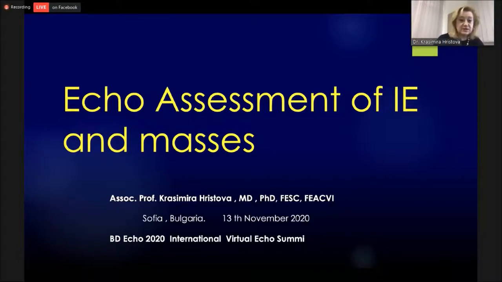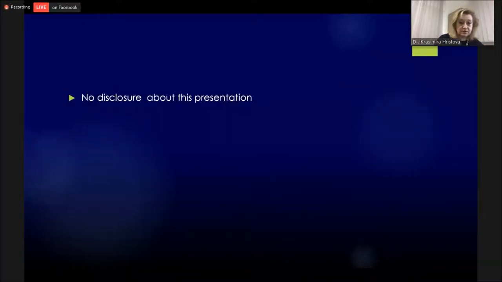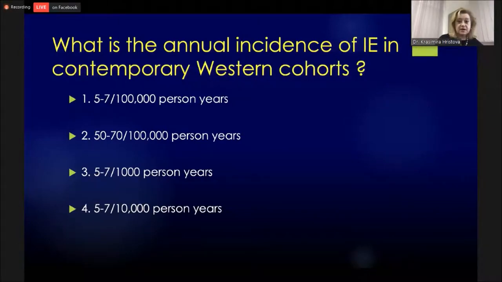So my presentation is focused mainly on infective endocarditis and left ventricle masses, but I will try to be very short about this big topic. I don't have any disclosures. I'm starting with one question: in your opinion, how frequent is infective endocarditis in contemporary Western cohorts? 1 to 7 per 100,000 persons per year, 50 to 70 per 1,000 persons per year, or 5 to 7 per 1,000 persons per year?